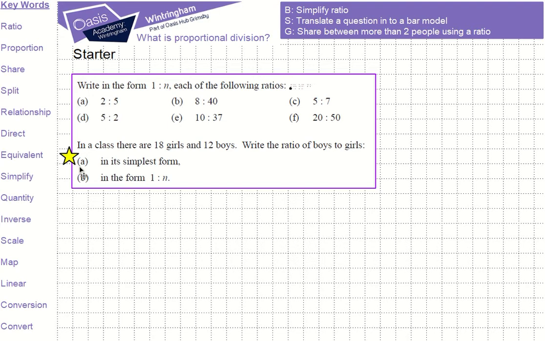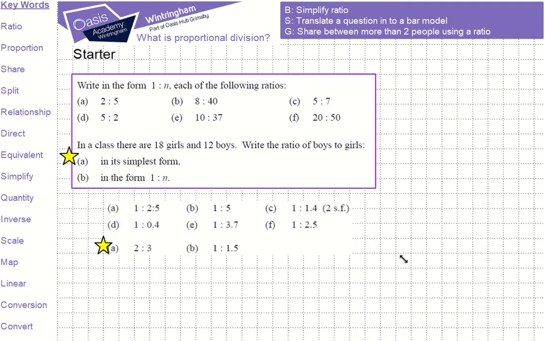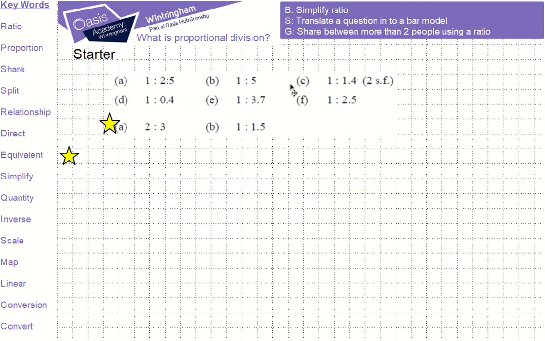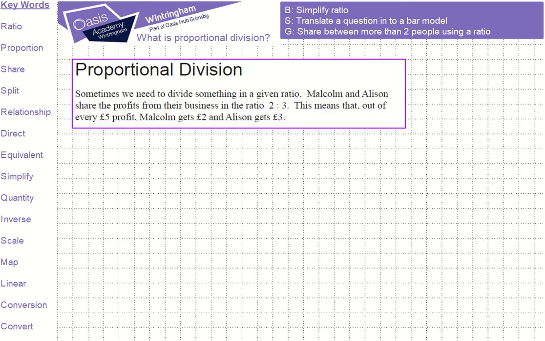And the star question at the bottom. Pause the video while you have a go. Press play when you're ready to move on. Here are the answers. Mark those, please. And let's move on to proportional division.